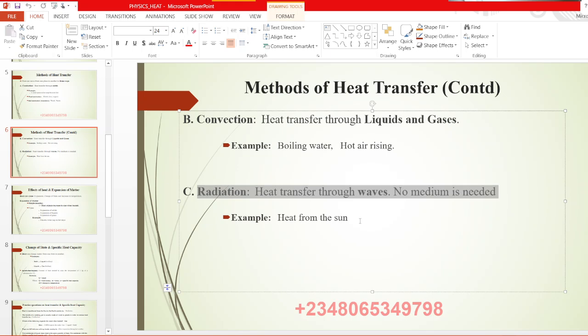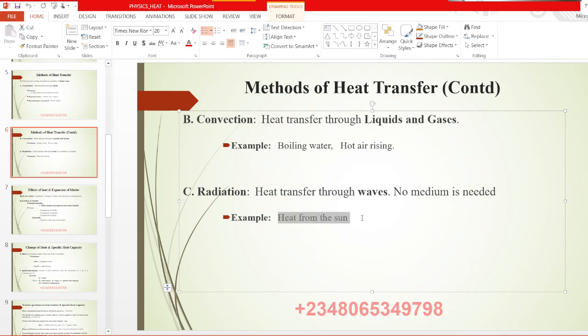This form of heat transfer is through waves. They don't require any medium. The first two require a medium. The first one, it must be solid. Convection, it must be liquid and gases. But for radiation, it requires nothing. So when you stay under the sun, there is no medium between you and the sun rays, and you suddenly start exhibiting one form of heat energy. So heat energy from the sun is a typical example of radiation.